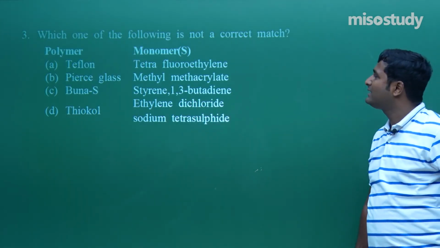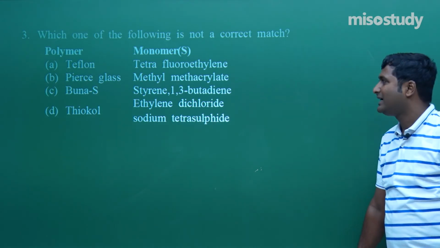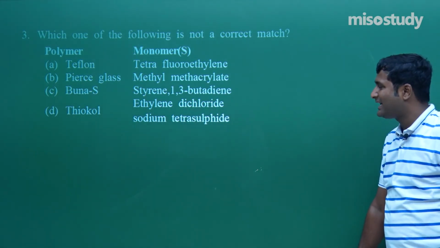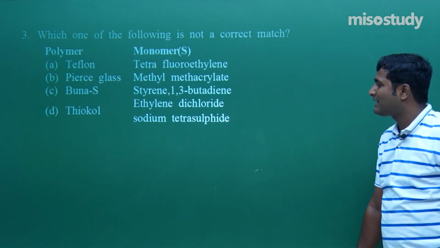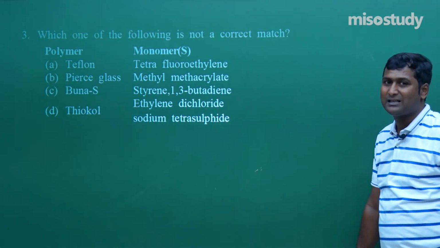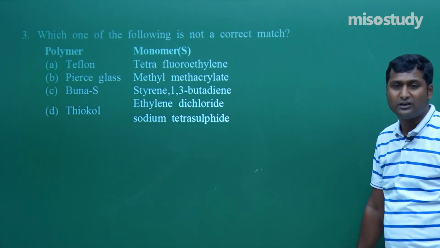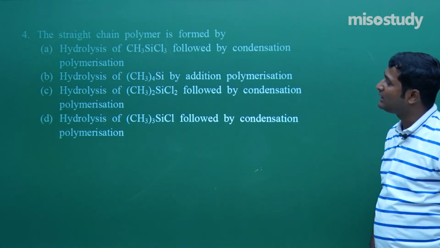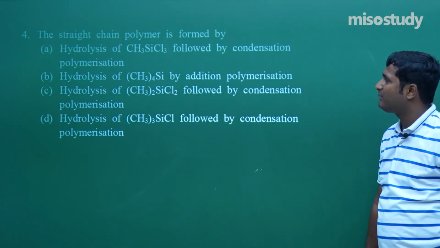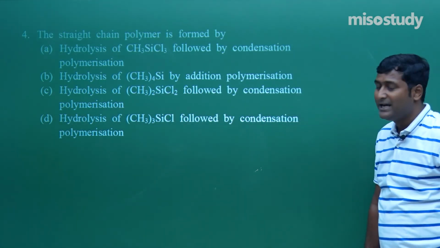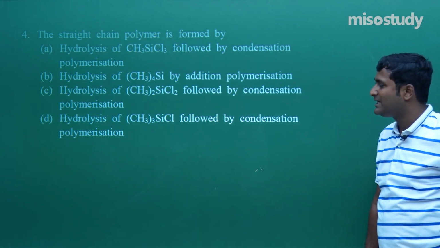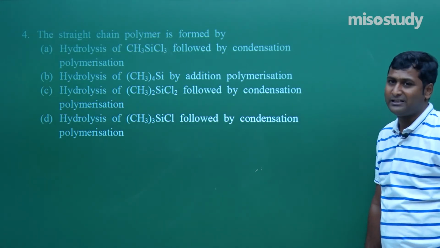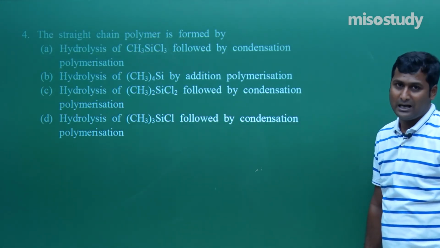Now, let us move to question number 3. Which one of the following is a correct match? That is Teflon, tetrafluoroethylene; Buna-S, styrene and butadiene; Thiokol, ethylene dichloride and sodium tetrasulfide; but B is a wrong match. So, for question number 3, B is the correct option. Clear? Now, let us move to the next one. The straight chain polymer is formed by the hydrolysis of CH3 thrice SiCl followed by condensation polymerization. That is D is the correct option.